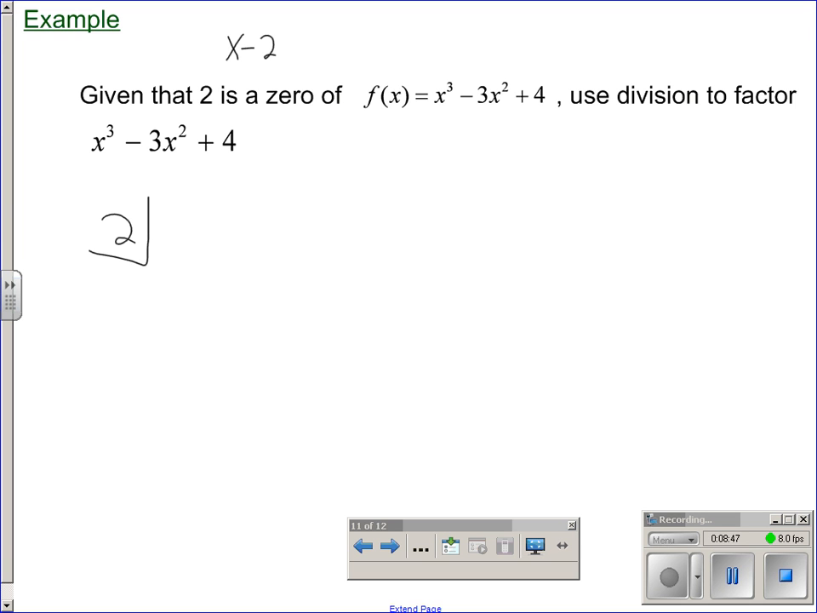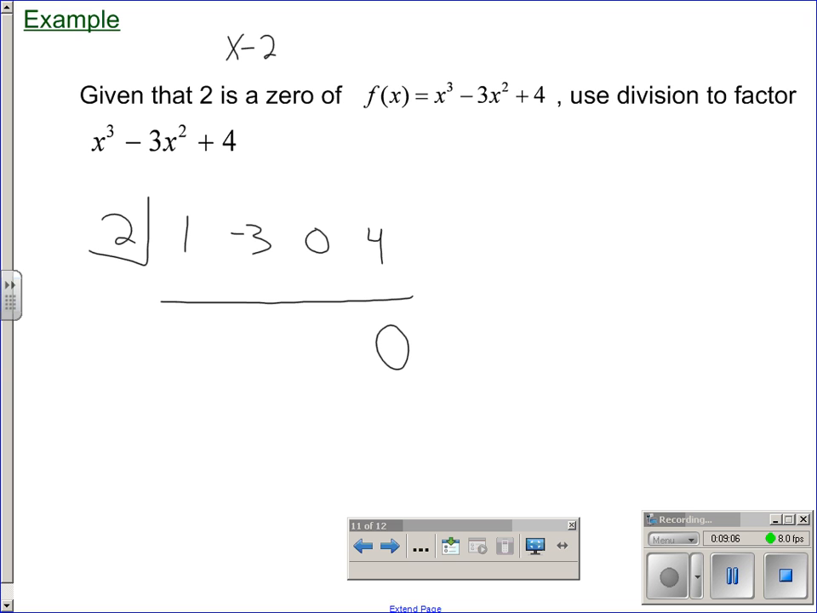So I'm going to plug it into that little corner box. We have 1x cubed, negative 3x squared, 0 x's, and a constant of 4. Because 2 is a 0, I know I should be getting a remainder of 0.